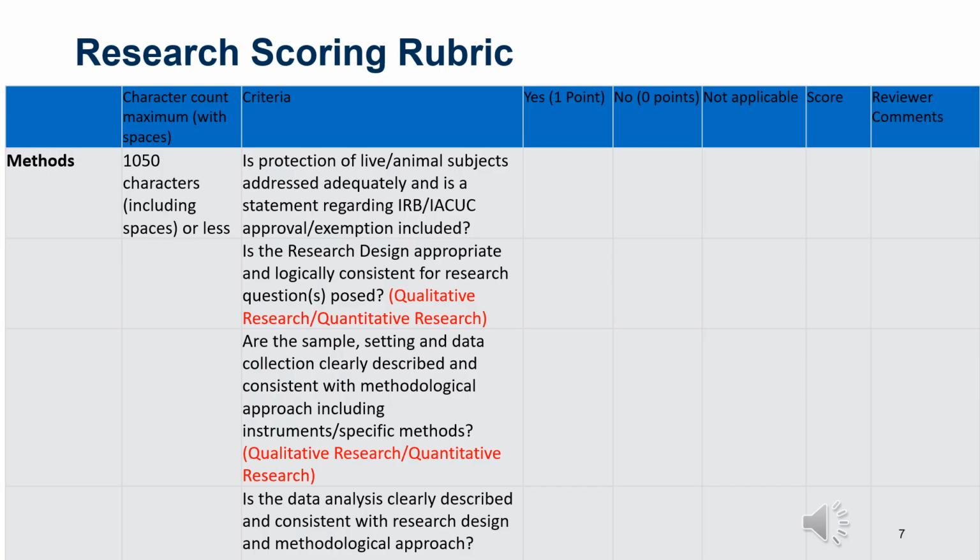The next section of the rubric is the method section, and here there is a character limit of 1,050 characters, and again, this does include spaces. The criteria here are scored the same way. The first criteria is protection of human or animal subjects addressed adequately, and is a statement regarding IRB or IACUC approval or exemption included. The second is the research design appropriate and logically consistent for the research question or questions posed? And this is for both qualitative and quantitative research.